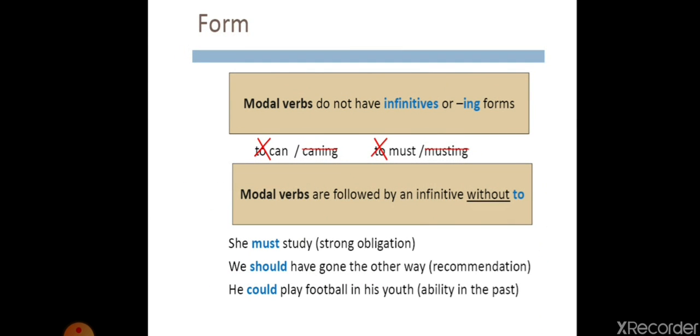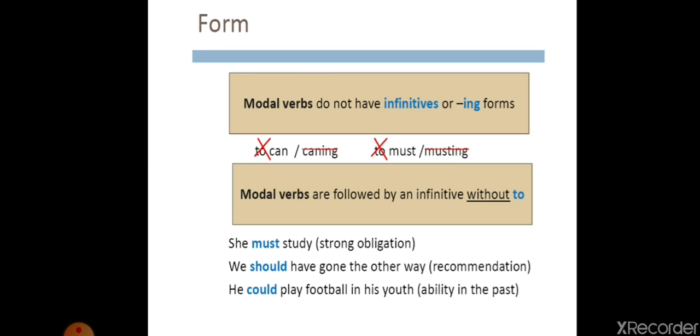Now, modal verbs do not have infinitives or ing forms. For example, we can't write to can or to must. Neither can we add the ing form, for example, can, canning, must, musting. Both of them are wrong. So we cannot add infinitives or ing forms.